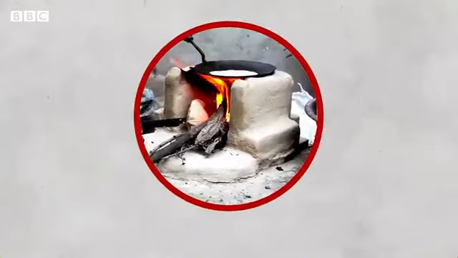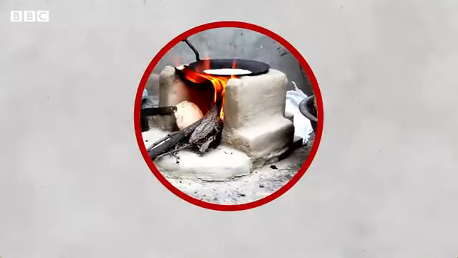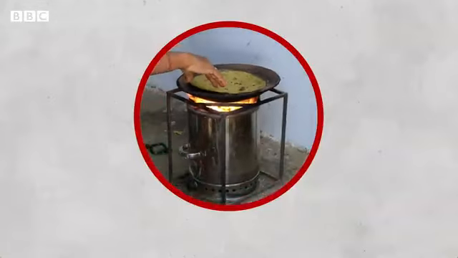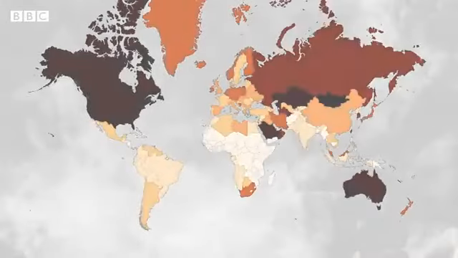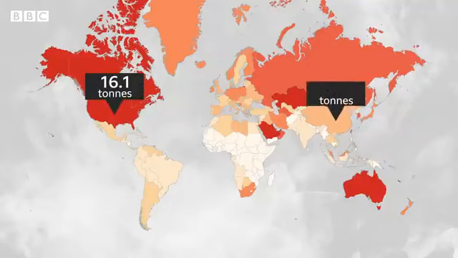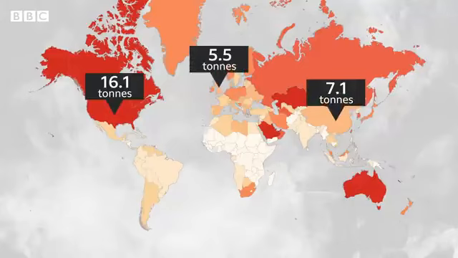In the developing world, polluting stoves are a real problem too, so it's important to try to replace them with more efficient methods of cooking. But overall, people in poorer countries produce far smaller amounts of greenhouse gases than people in richer countries do. So if you look at just what a country produces, the average amount of carbon dioxide emissions per person in the United States is about 16.1 tonnes per year. In China it's 7.1 tonnes, and in the UK it's about 5.5 tonnes.